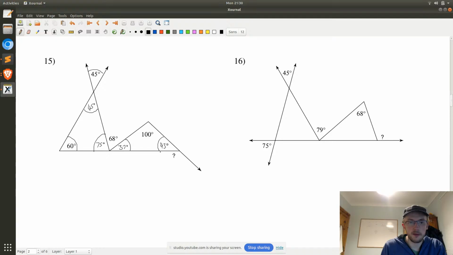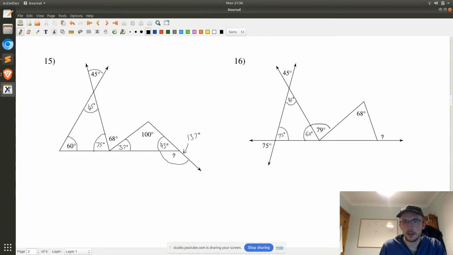And take that from 180, and you get 137 degrees. This is vertically opposite, so it must be 75 degrees. This angle here must be 75, and likewise for this one. 45 add 75 is 120, so this angle in the corner must be 60.